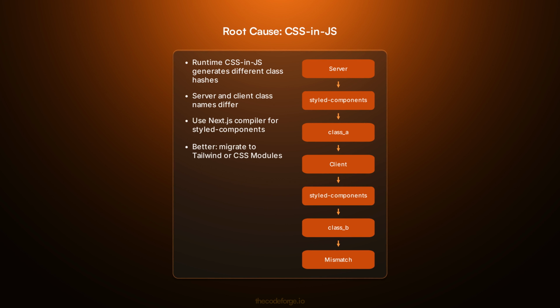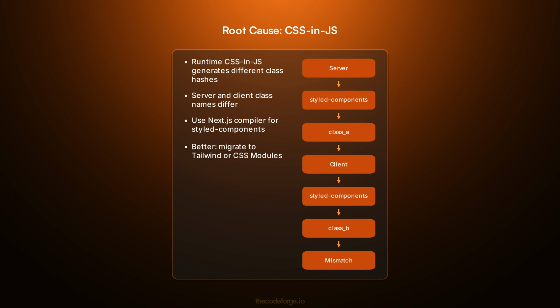CSS-in-JS libraries like styled-components generate class names at runtime. With React 19 streaming, styles must be collected per chunk, and if the server and client generate different hashes, you get a mismatch. The fix is to use the Next.js compiler with the styled-components flag, or better, migrate to Tailwind or CSS modules, which have zero hydration risk.